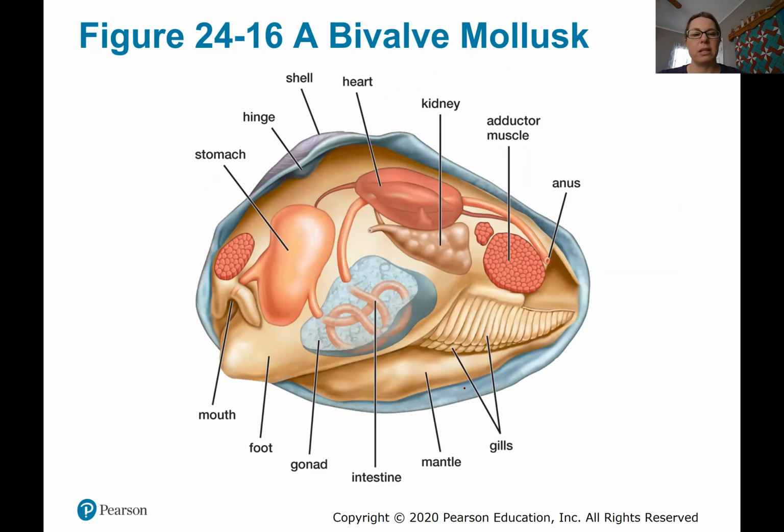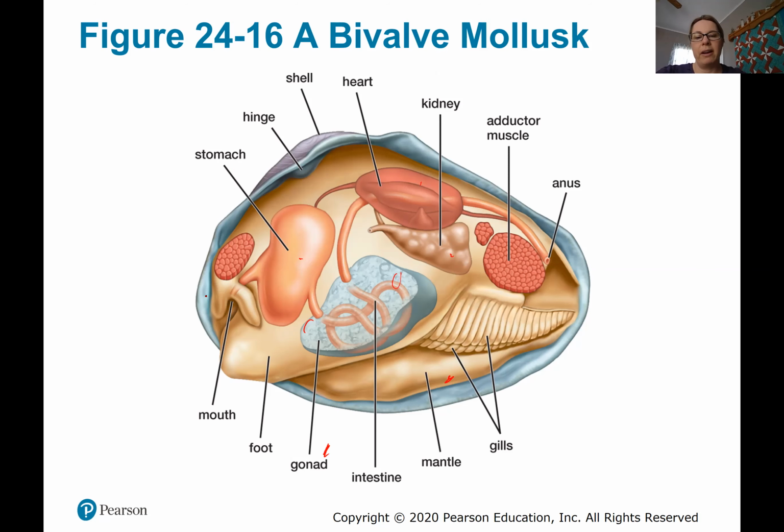And here's a typical body plan. Here's the shell, you can see the stomach, the heart in here, a primitive kidney. The gonads are going to be the reproductive structures, this gray thing here. Intestine kind of passes through there. Here's some of the gills, the mantle, which secretes the shell, and the mouth.